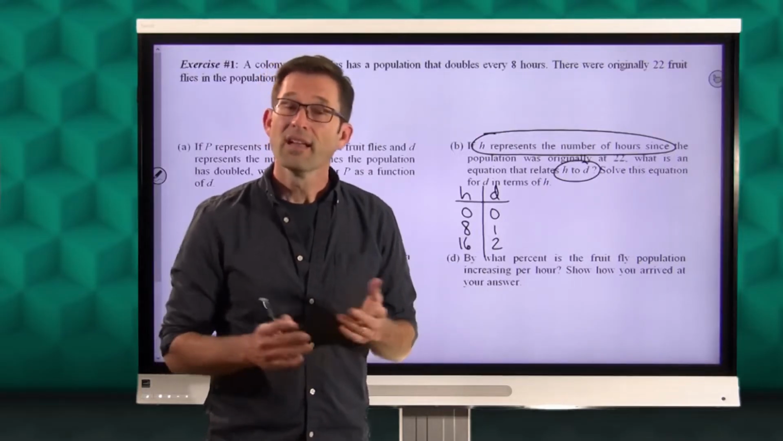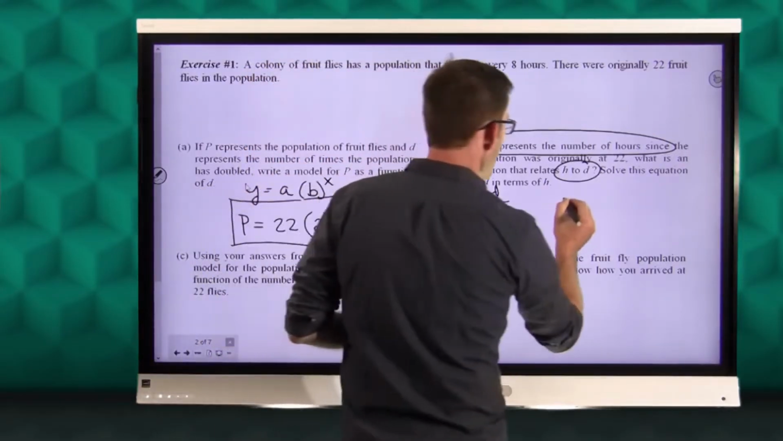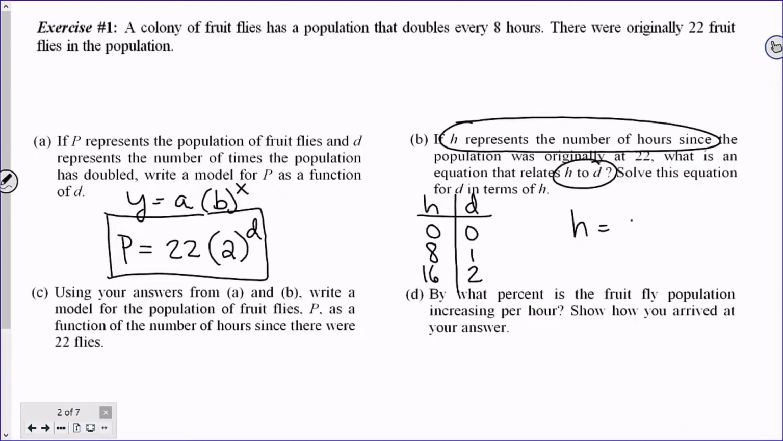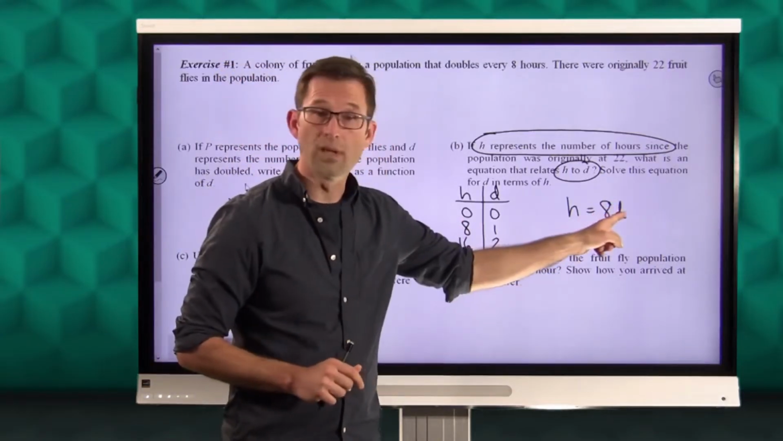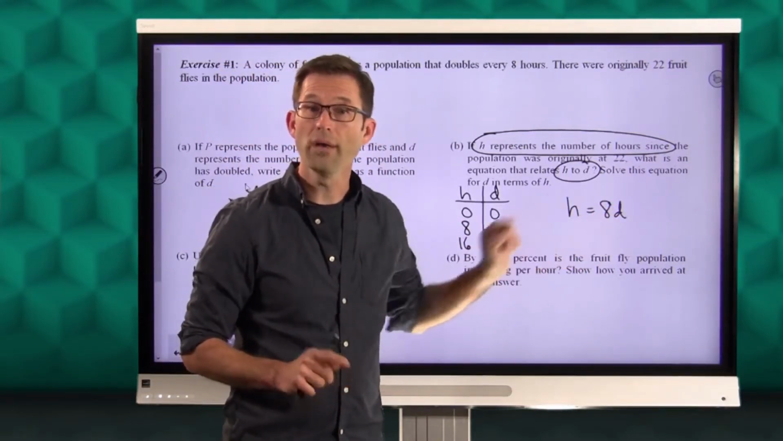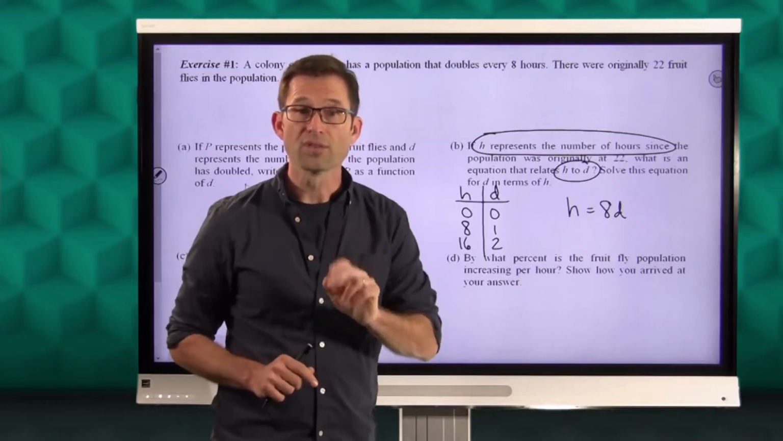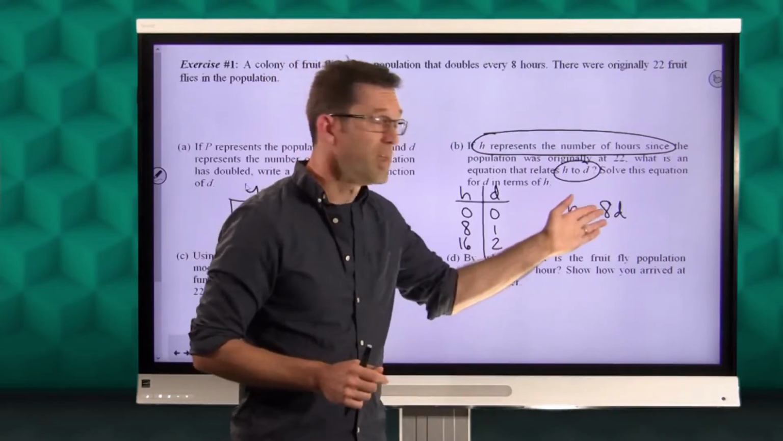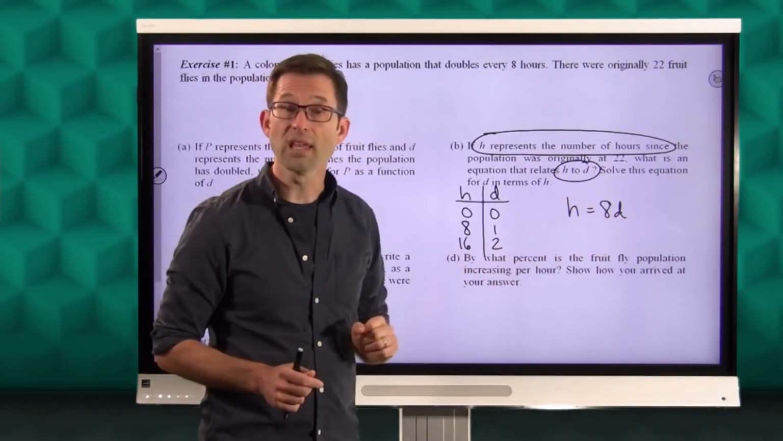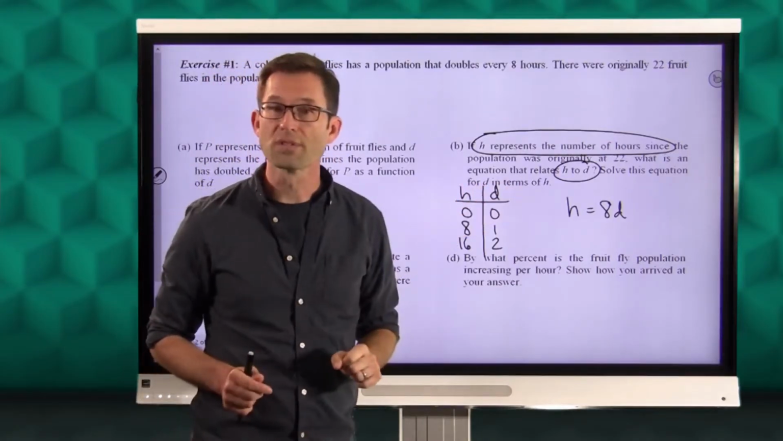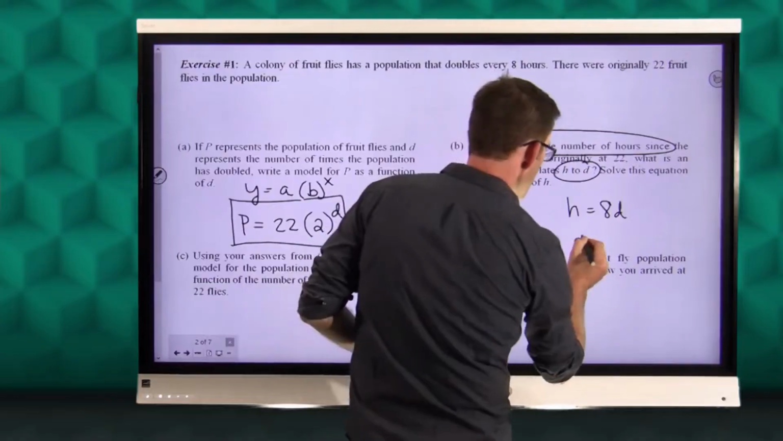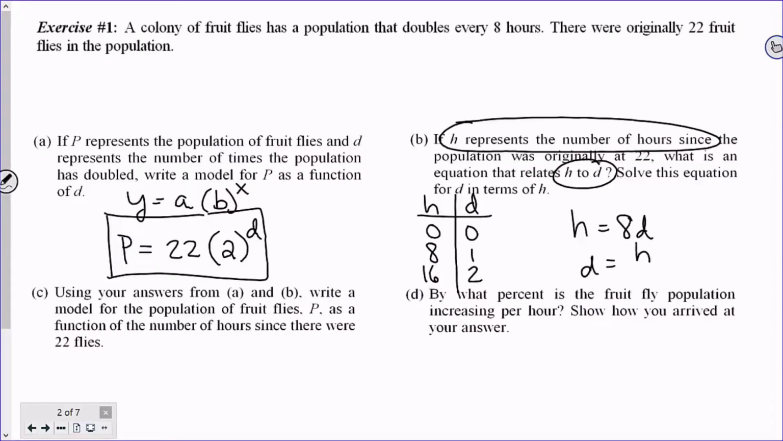Do you have it? It's actually pretty easy. The number of hours just equals 8 times the number of doubles. And that makes sense. If d is 1, if it's doubled once, then 8 times 1 gives me 8 hours. If d is 2, it's doubled twice, then 8 times 2 gives me 16 hours. Now notice it says solve for d in terms of h. That means that d must be h divided by 8.